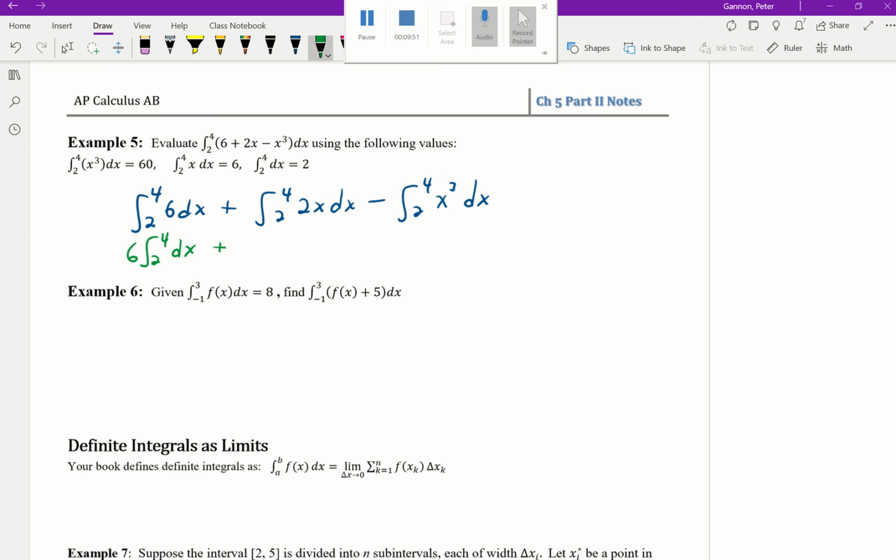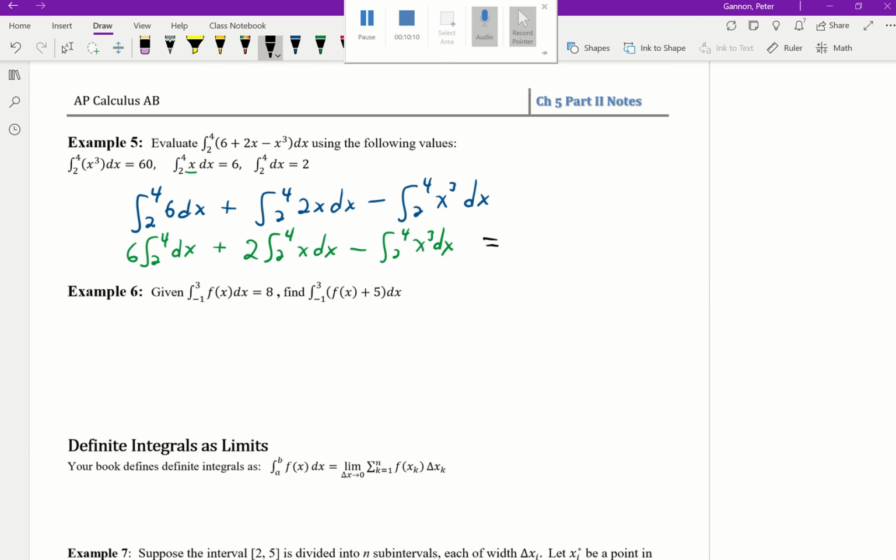This one, again, has a 2x. We only have the integral of x. So the 2 can pull out in front, and it's 2 times the integral from 2 to 4 of x dx. And then this one is something that we know, so we're going to go ahead and leave that as the integral from 2 to 4 of x cubed dx.